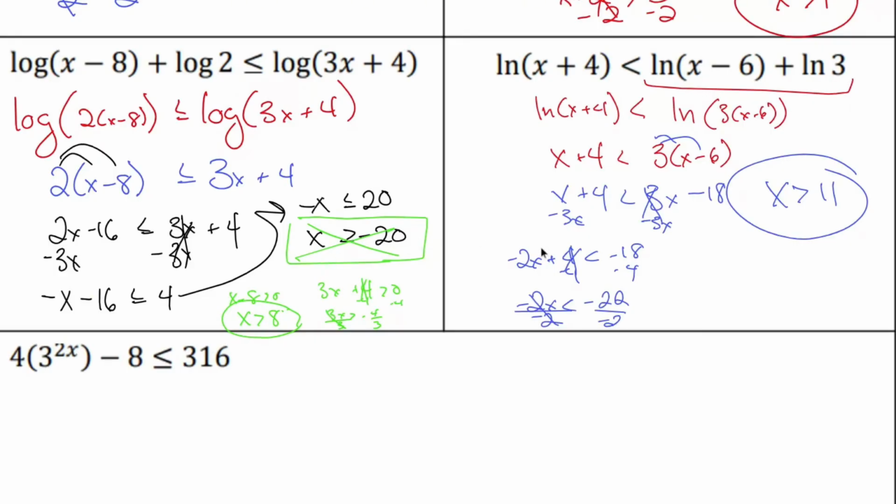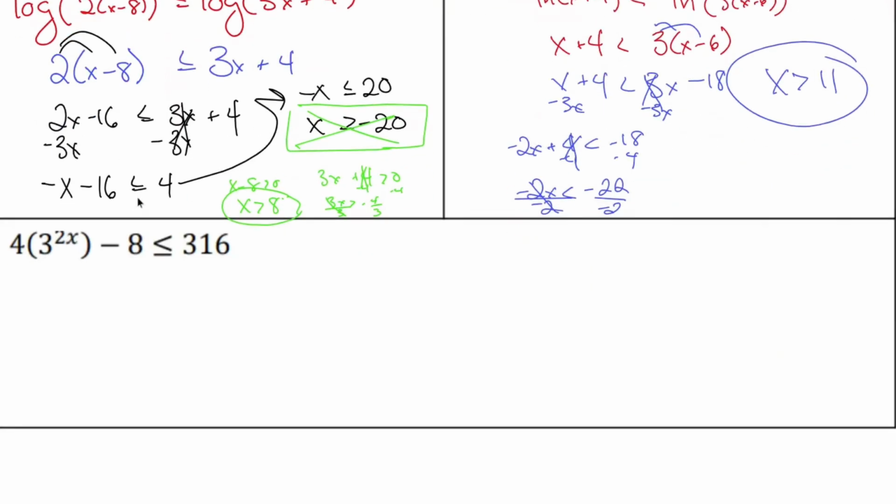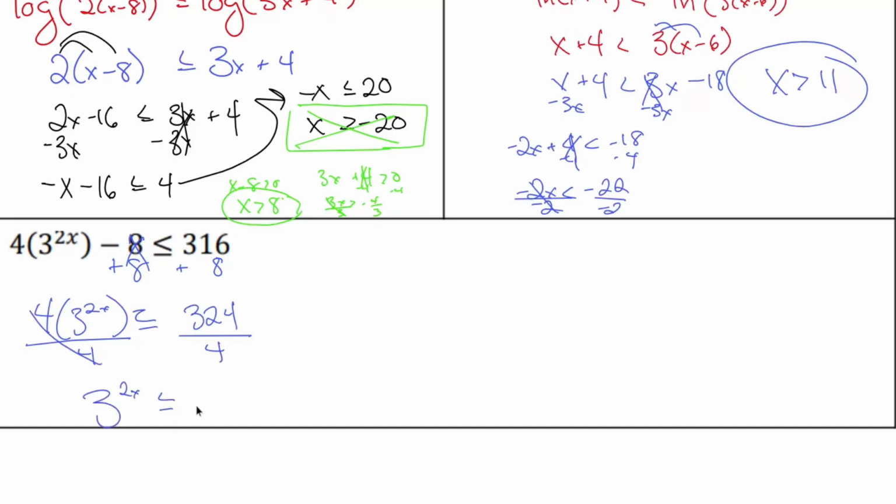Oh, my head hurts. I'm having so much fun though. Ugh. Add 8. So 4 times the quantity 3 to the 2x is going to be less than or equal to 324. Divide by 4. 3 to the 2x is going to be less than or equal to, no way, 81. So I can rewrite 81 as 3 to the 4th power.